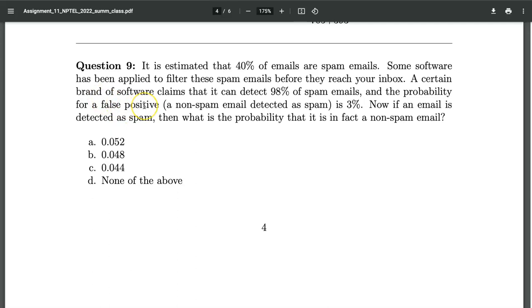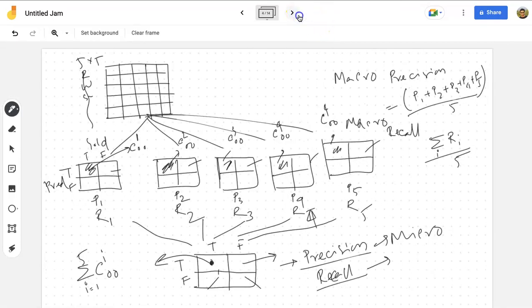Now what is false positive? You are falsely detecting it as spam. So basically it's a non-spam, but you are predicting it as spam, and which is 3%. Now if an email is detected as spam, then what is the probability that it is in fact a non-spam email? So given you detected an email as spam, what is the probability it is actually non-spam? Okay, so they are asking this conditional probability. Okay, so let's do it.